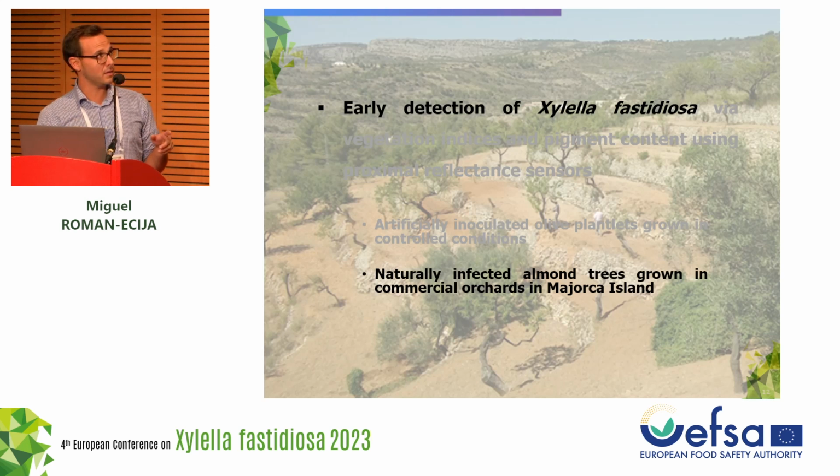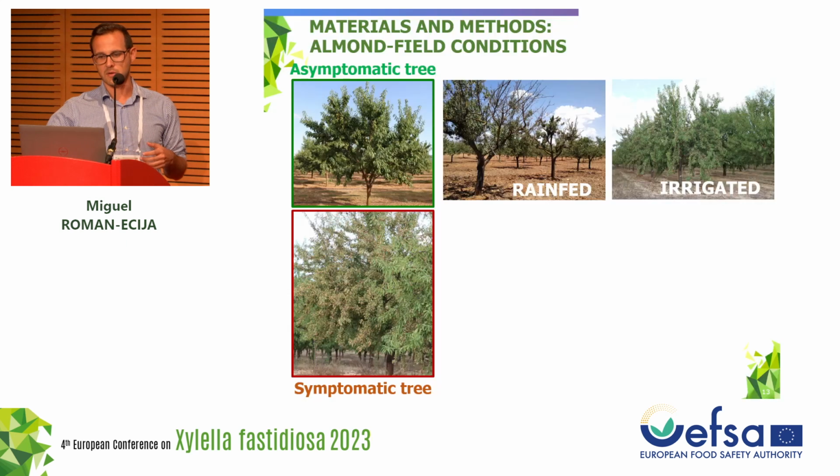Once we know which indices work in olive plantlets in controlled conditions, we can figure out which ones are going to appear in naturally infected almonds in commercial orchards in Mallorca. For that, we have selected several trees from rain-fed and irrigated plots and from asymptomatic and symptomatic trees. We have measured four categories of leaves.